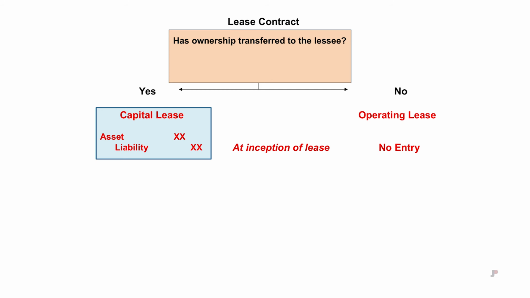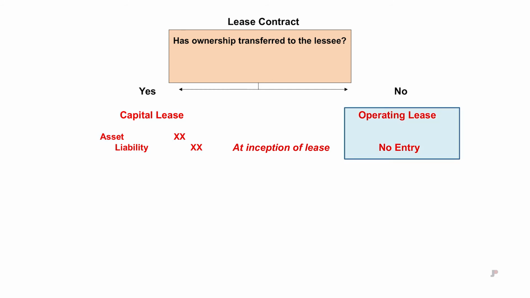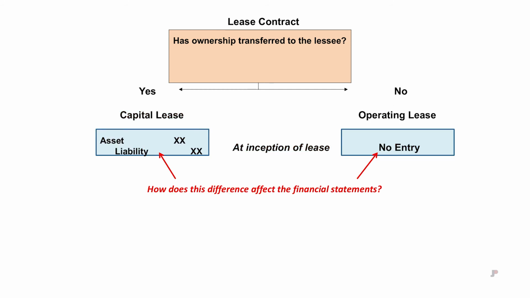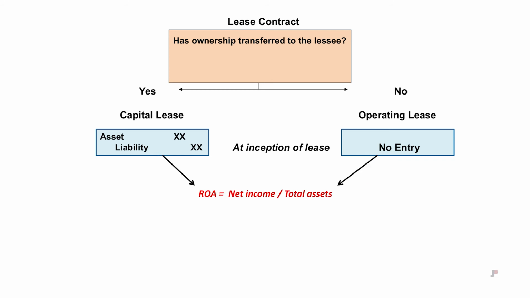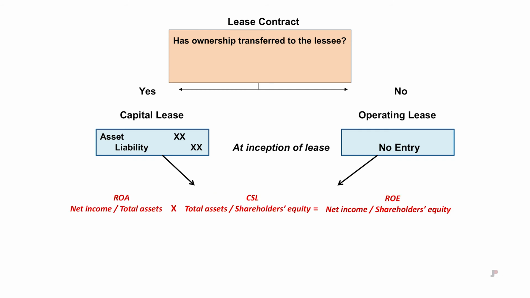Recall that at the inception of the lease, capital lease accounting places a big asset and a big liability on the balance sheet, while operating lease accounting places nothing on the balance sheet. Now think for a moment about how this difference affects the financial statements, specifically two very important ratios: return on assets, net income divided by total assets, and capital structure leverage, total assets divided by shareholders' equity. As described in videos 29 and 30, these two ratios, when multiplied times each other, equal return on equity, ROE.